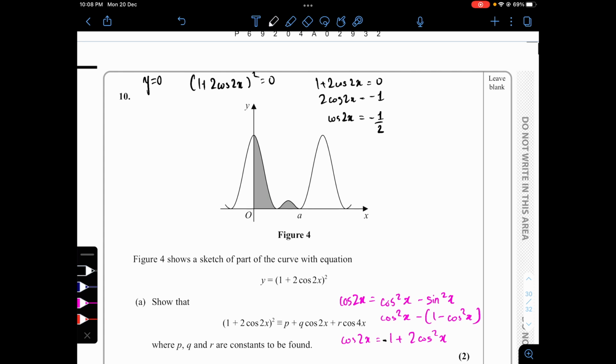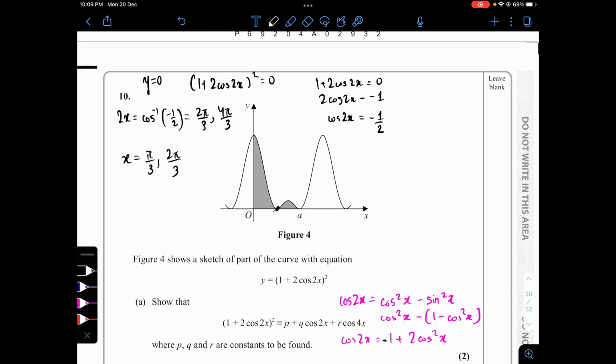Okay, so now we know that. Now let's find the solution to that, right? So 2x equals cos inverse of negative a half, which is 2 pi over 3. That will be the first part, one time when it touches the x-axis. Now we want the second time, that's 4 pi over 3. So x is equal to pi over 3 and 2 pi over 3.